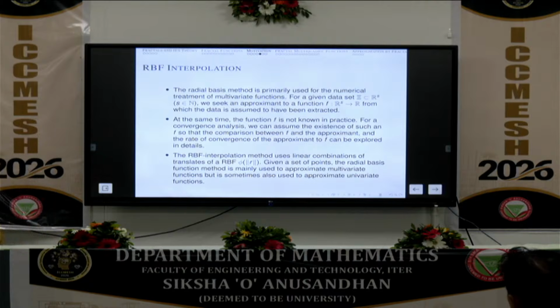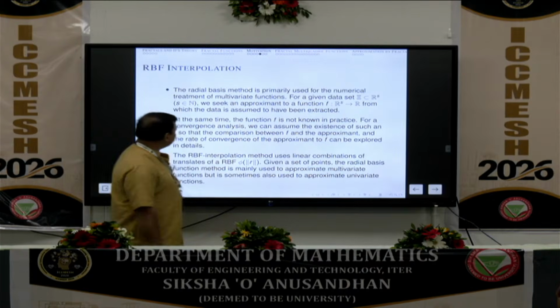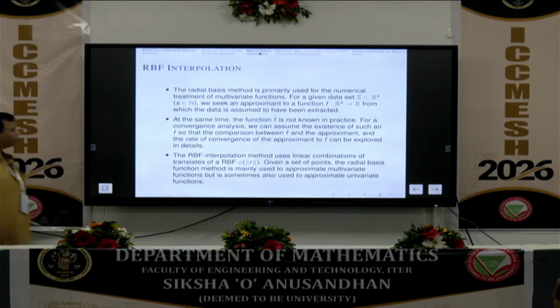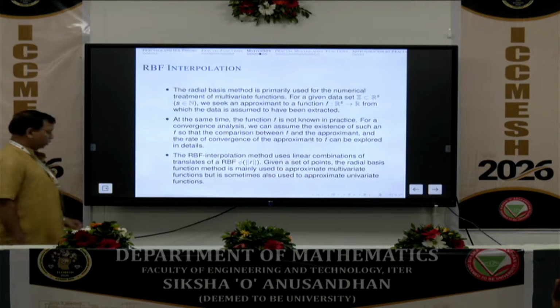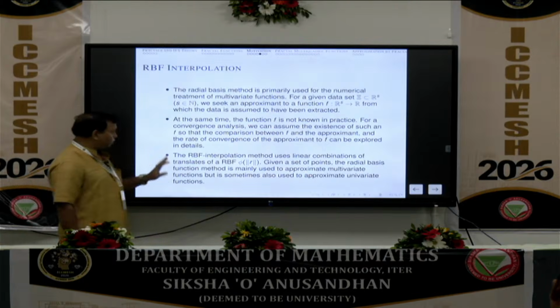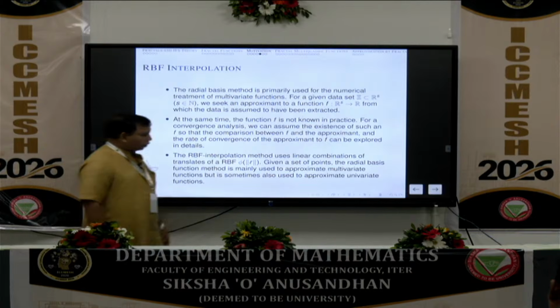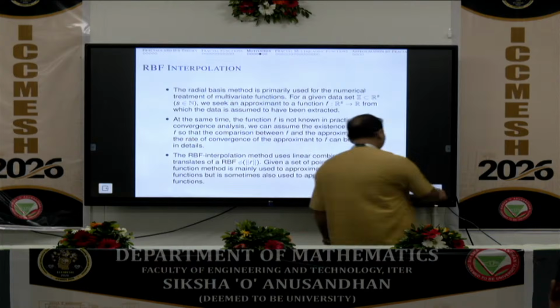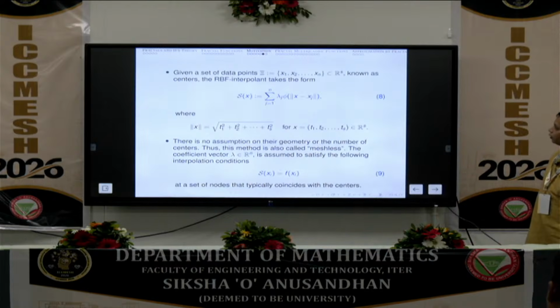If you have data theta in R^s, we seek a function f from R^s to R so that it will approximate it. In practice f is not known, so we can assume the existence of such a function. What we do here, in the radial basis function you take a function and define a map. I will put the condition here. Suppose this theta is given, x1 to xn, n number of points are there.